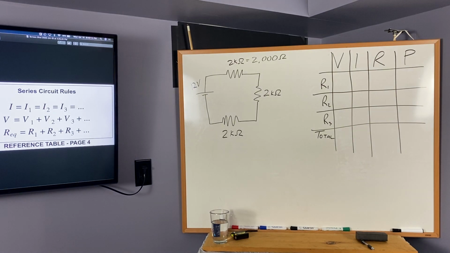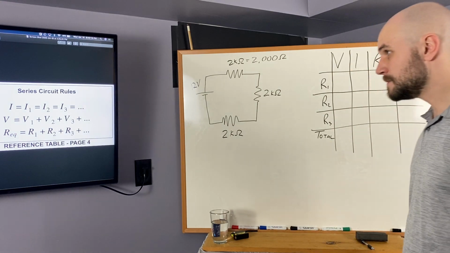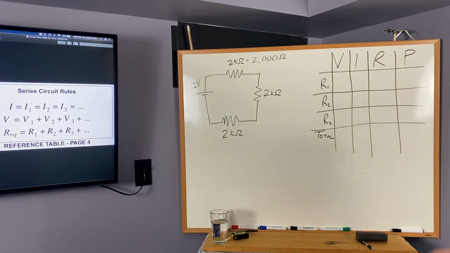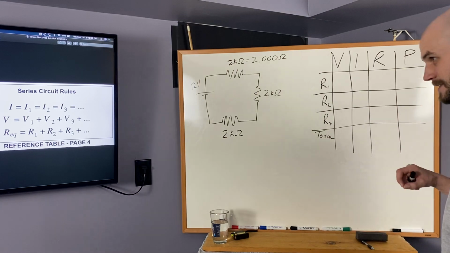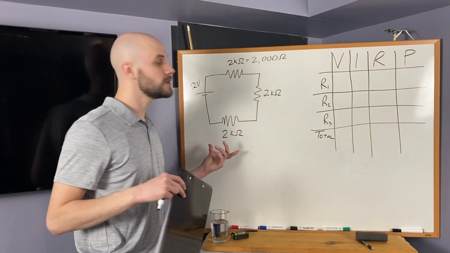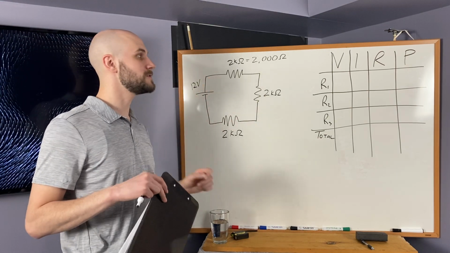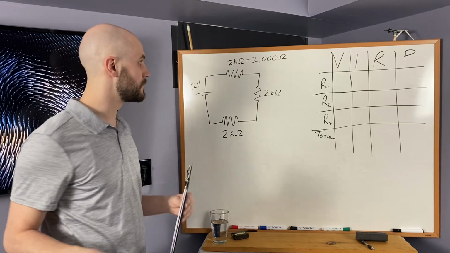If you'd like, take a second and try filling out this table yourself. Pause the video, but I'm going to go through and fill out each one of the cells in this table. So the first thing we do is take a look at the circuit that's given and use the information to first just fill in the cells that are already provided for us.